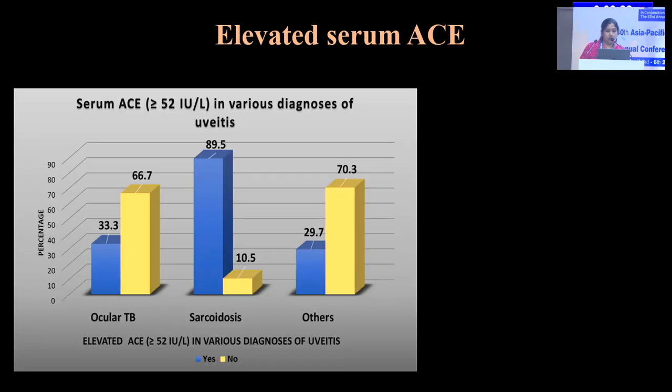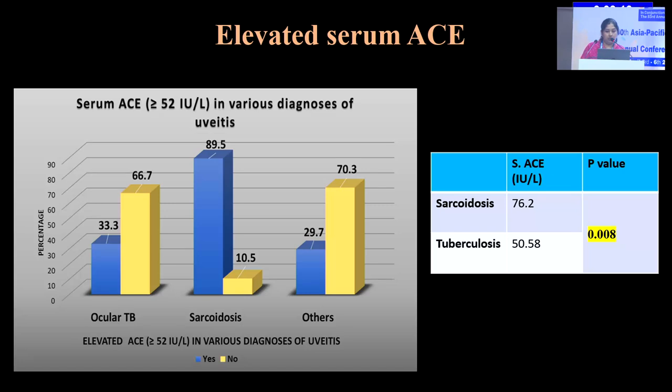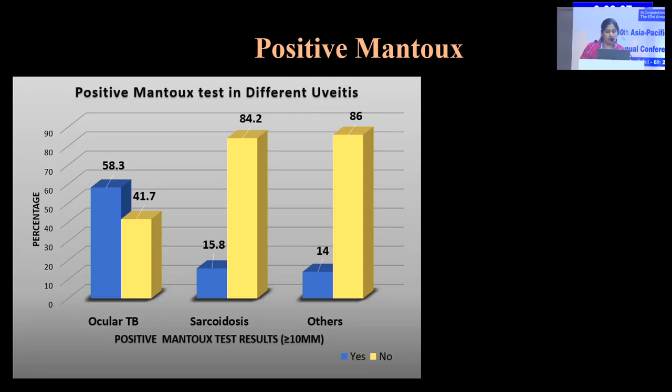Serum ACE was found to be elevated in 89.5% of the sarcoidosis sample and only in 33% of the ocular TB patients. The mean value was 76 in sarcoidosis and 50 in tuberculosis, which was statistically significant. Mantoux test was elevated and positive in 58% of the ocular tuberculosis patients and only in 15% of the sarcoidosis patients.